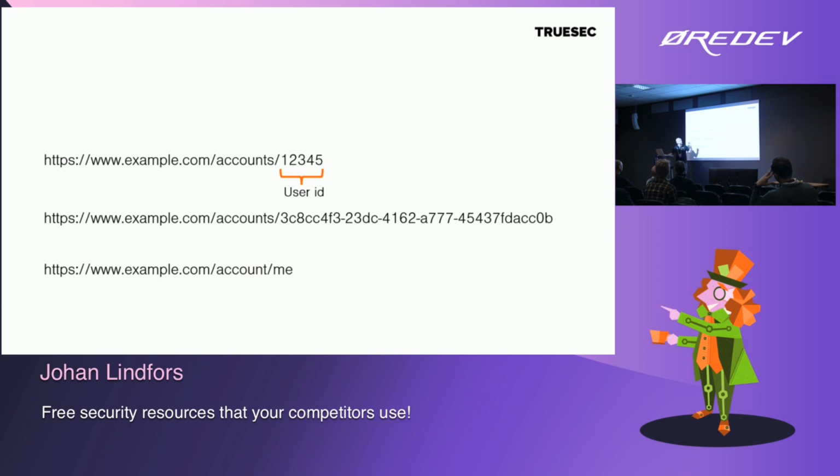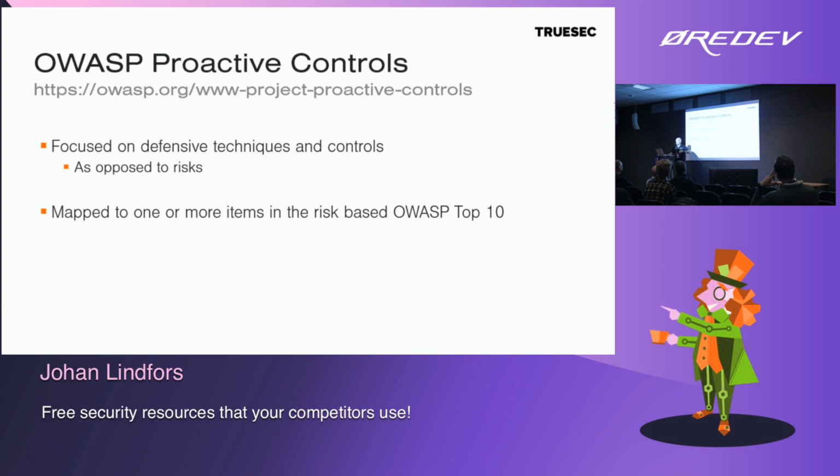So if we're shifting from the vulnerabilities into something called the OWASP Proactive Controls. This is another project that is really good. And this is more of helping us developers with how we should behave, or skills that we need to become more aware and better at secure development. So it's not just the risks, it's actually techniques and controls we can leverage. But it's also mapped to the OWASP Top 10.